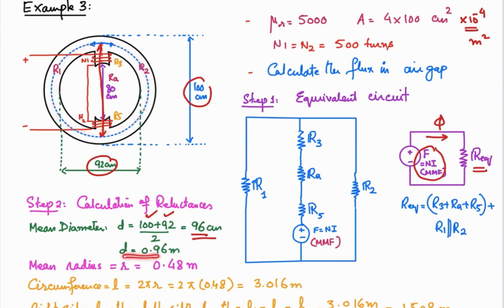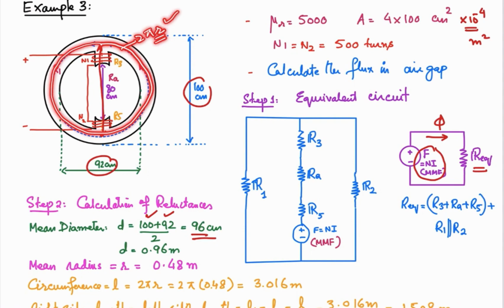So the diameter in terms of meter is 0.96 meter, and of course the radius is half of that, diameter by 2. So we are going to consider the mean circular length. So the mean radius will be this diameter 0.96 divided by 2, that is equal to 0.48 meter. Okay, so now the circumference of the circle is 2 pi r.